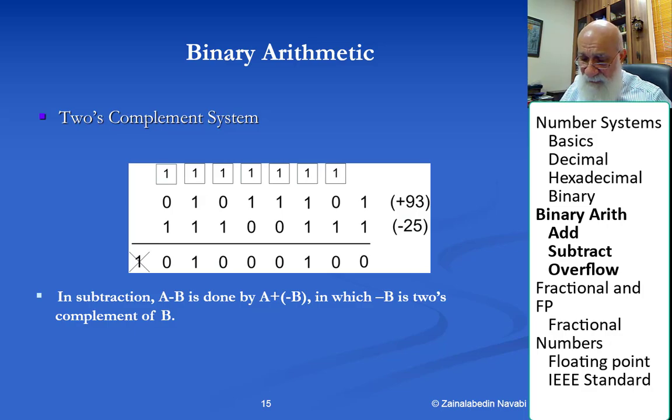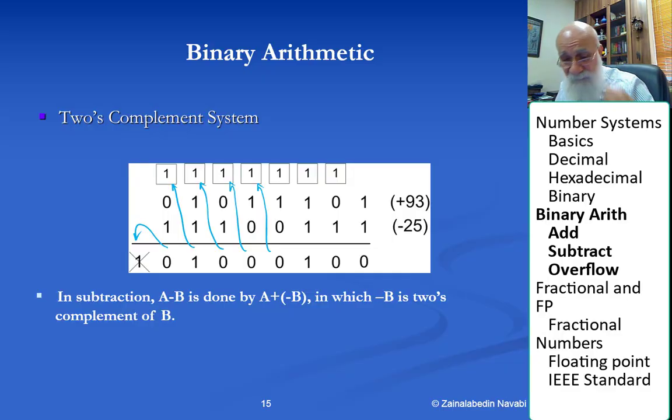1 and 1 is 0, carry 1. 1, 0, 1 is a 0, carry 1. 1, 1, 1 is a 1, carry 1. 1, 1, 0 is a 0, carry 1. 1, 1, 0 is a 0, carry 1. 1, 1, 0 is a 0, carry 1. 1, 0, 1 is a 0, carry 1. 1, 1, 1 is a 1, carry 1. 1, 0, 1 is a 0, carry 1.